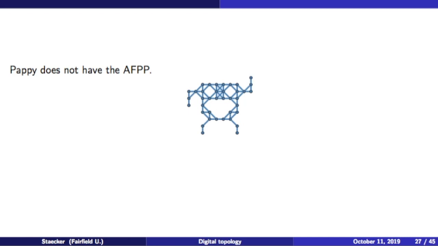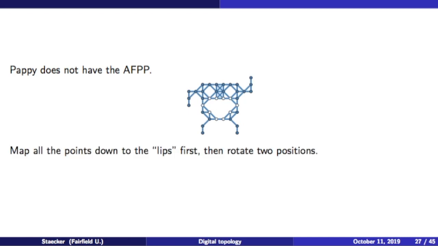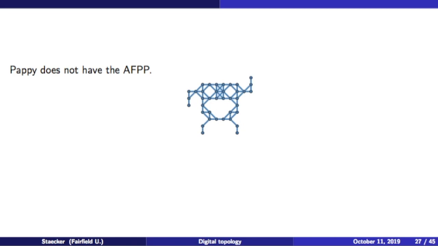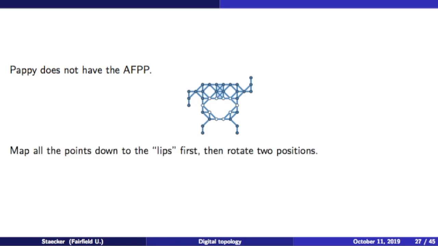This little guy I call Pappy. My kids gave it a name because they saw me working on this once. Pappy does not have the approximate fixed point property, because I can find a function which does not have an approximate fixed point. Here's how you do it. I map all the points down to the lips. The lips are around the mouth there, those white points. So you make all the points go down to the lips, and then you rotate the lips, and you have no approximate fixed points for that function. Rotate by 2 positions. If you go only 1 position, then everything is approximately fixed, but if you go more, then it's not.